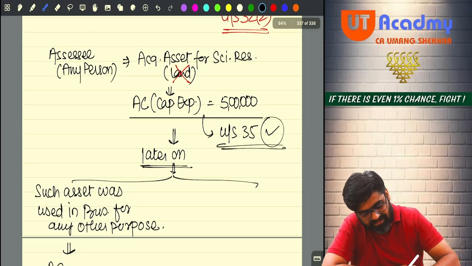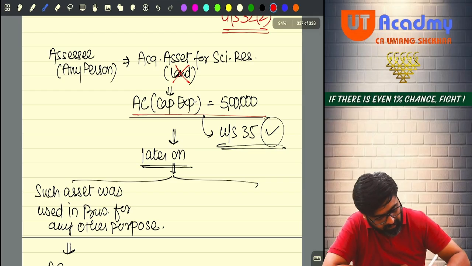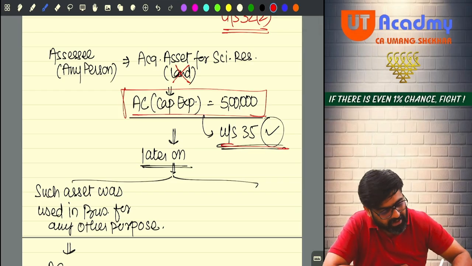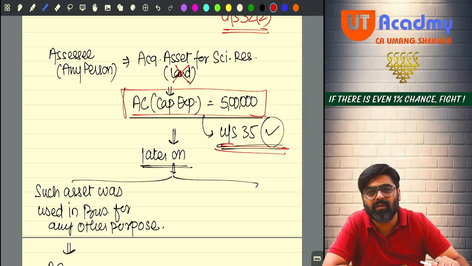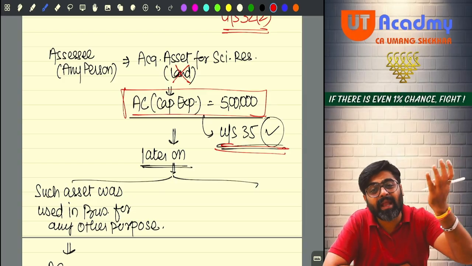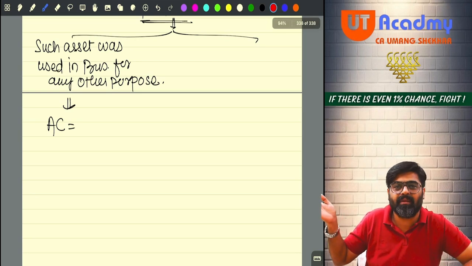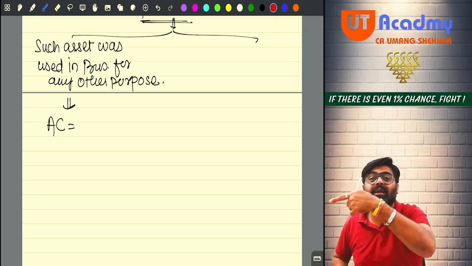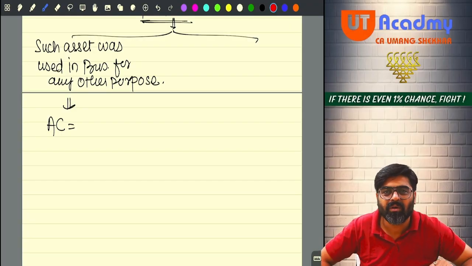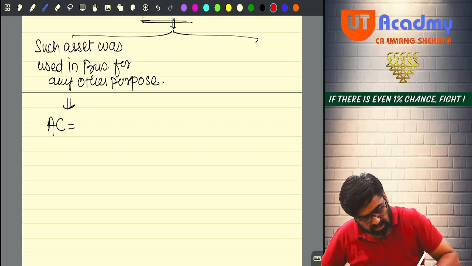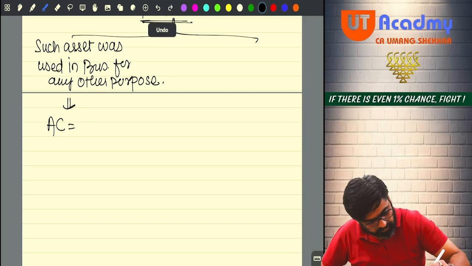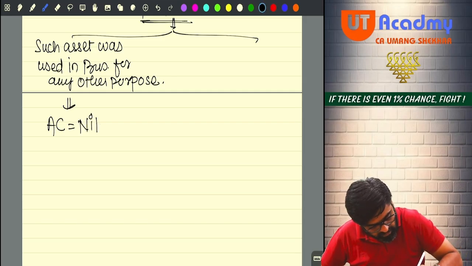Sir, the actual cost of that asset was 5 lakhs, no? Which was already allowed under section 35, no? Now, if you take any amount as the cost here, what will happen? That same amount is getting allowed for the second time. So its actual cost shall be taken as what? Nil.